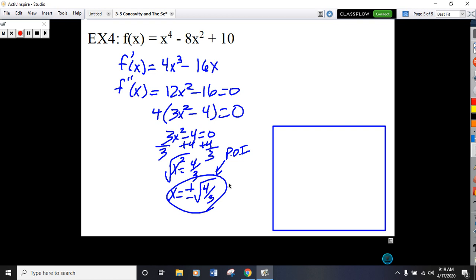So those are my points of inflection. Like I said, technically there's 2. I wrote it as 1 with the plus and minus there, but it is positive square root of 4/3 and negative square root of 4/3. So now let's look at the graph.